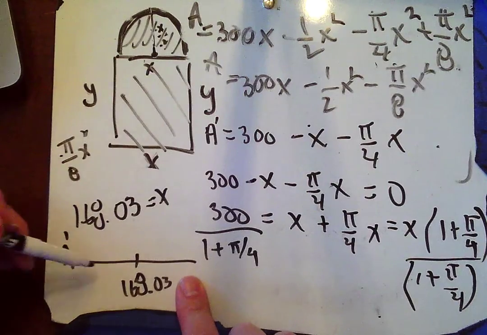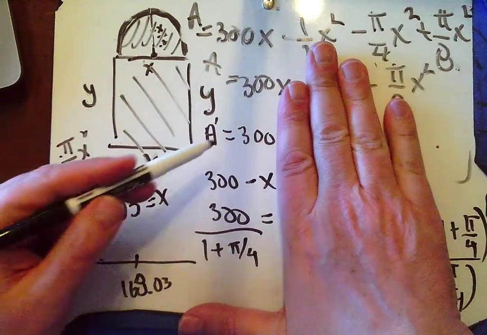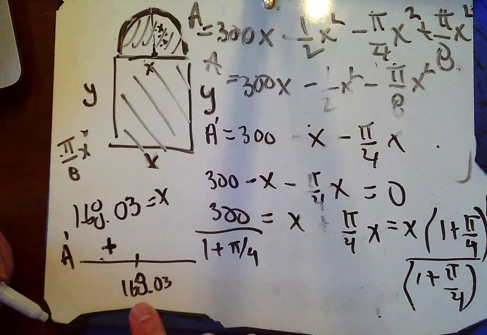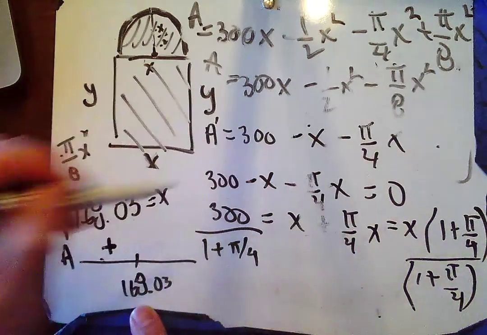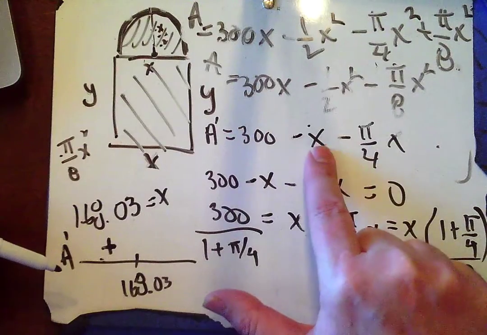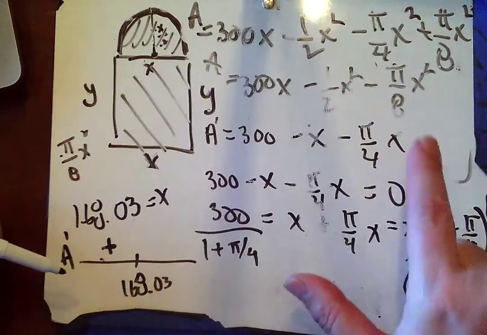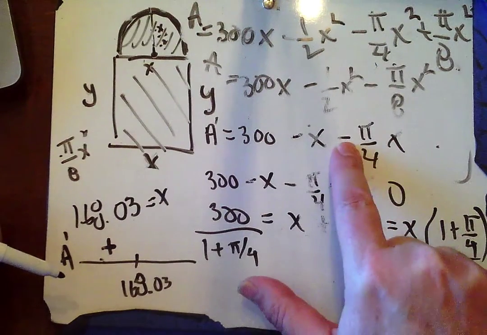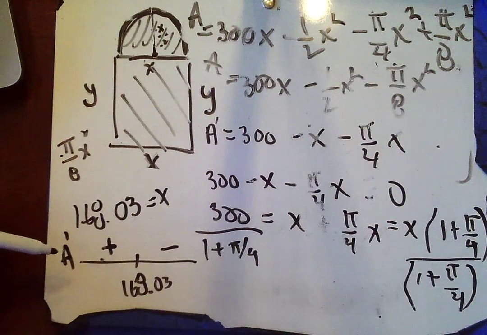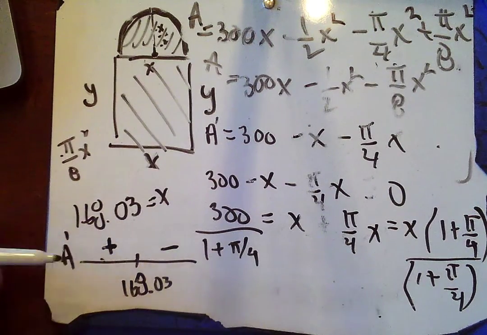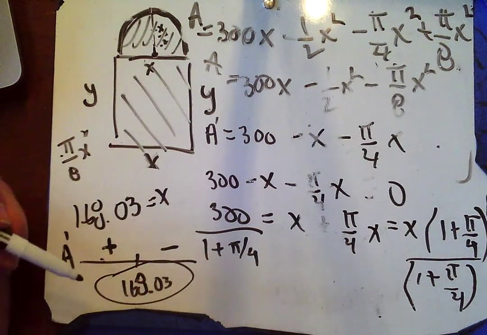Well, if I plug a 0 in, I get a positive 300. And if I put in something bigger than 168, I don't know, how about 300? 300 minus 300 goes away, and now I've got 300 times this, and that's a negative, so I've got a negative there. All right, so it looks like, indeed, area is a max at this x.